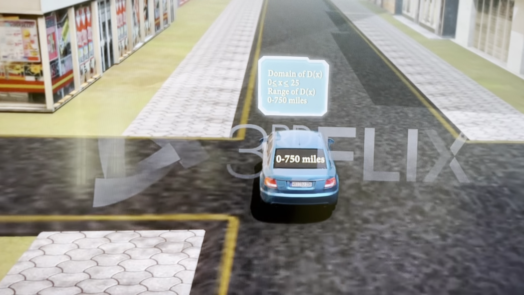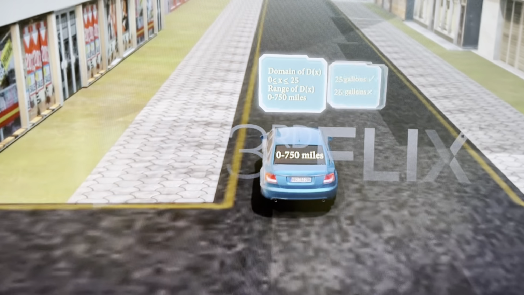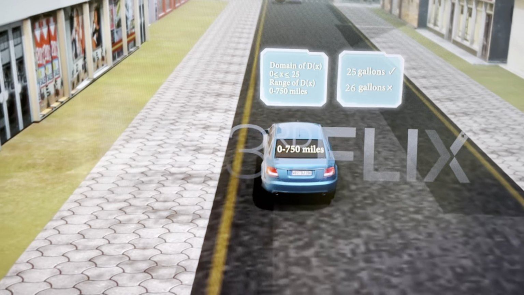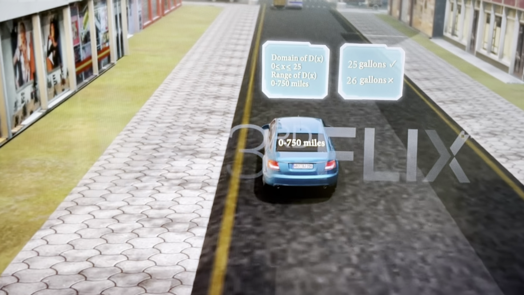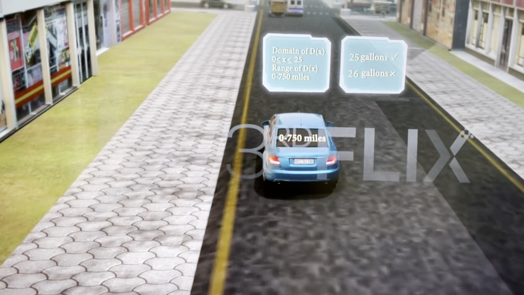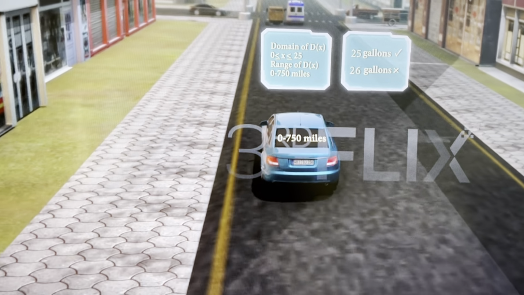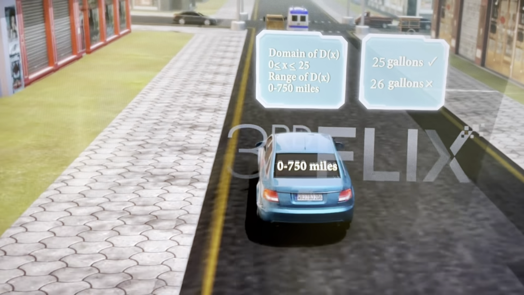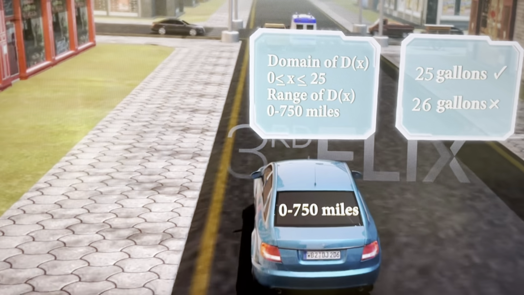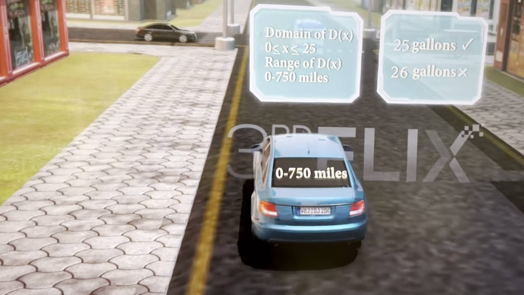In other words, Sriram can put up to 25 gallons into his tank. It won't make sense to put 26 gallons in because one would spill out. So the study of the domain of a function is very important. Let's learn more about it.